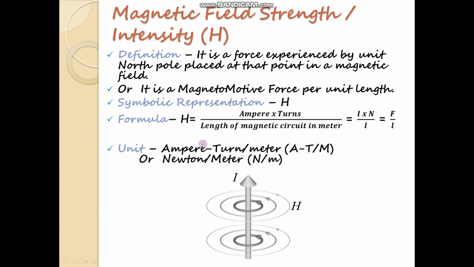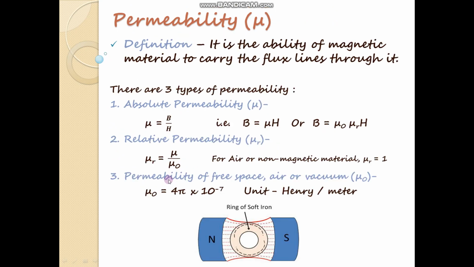The unit of magnetic field strength is ampere turns per meter or Newton per meter. The next term is the permeability. It is the ability of magnetic material to carry the flux lines through it. It is similar to the resistivity in electric circuit. There are three types of permeability.